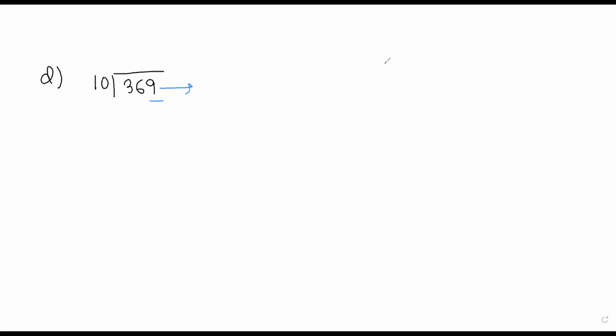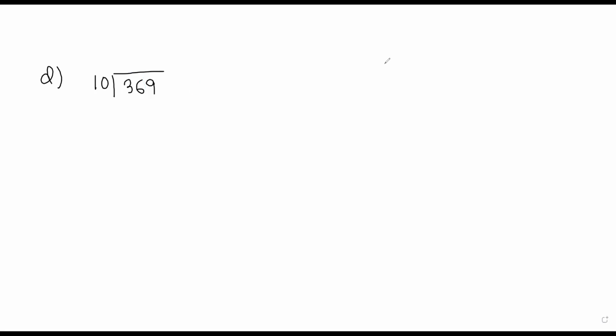the one's digit will become our remainder, and the rest will become our quotient. This is the quotient and this is the remainder. But since this is not mental maths, we will solve it nicely.